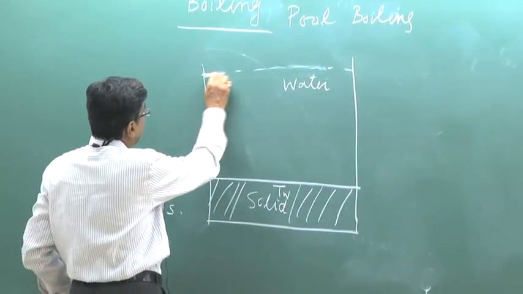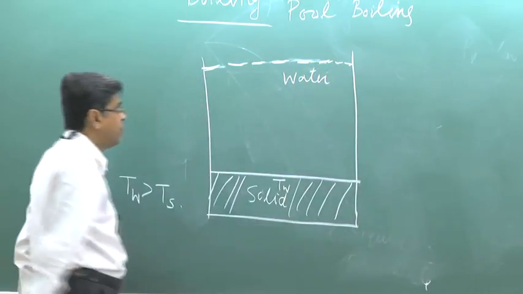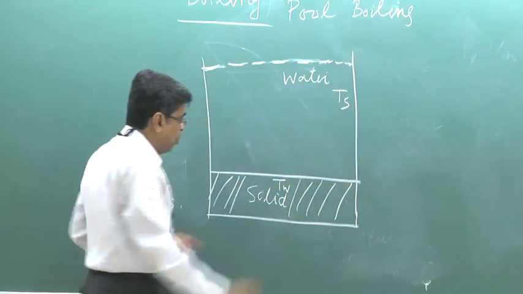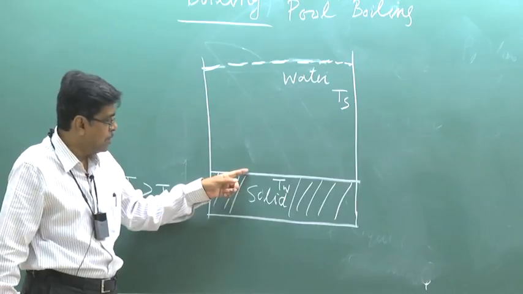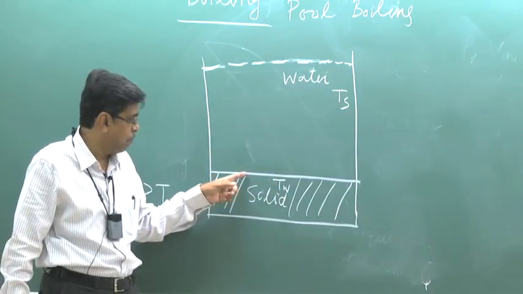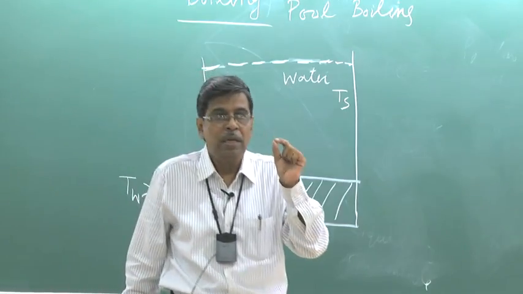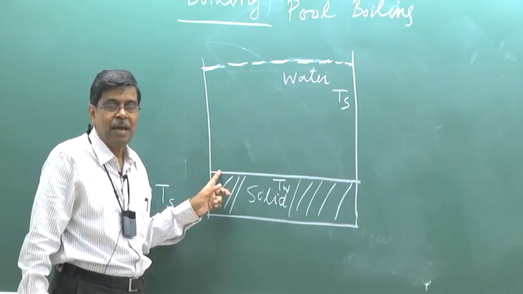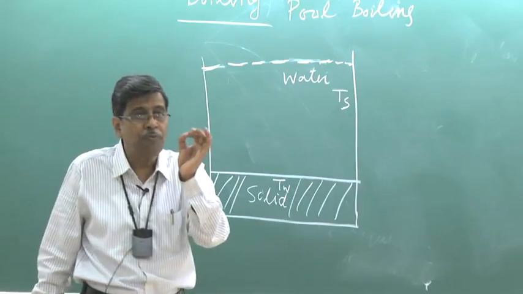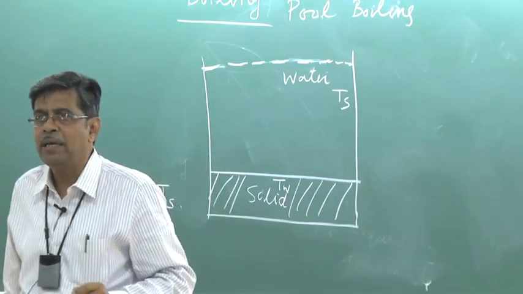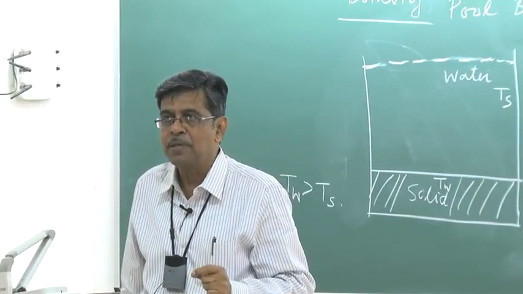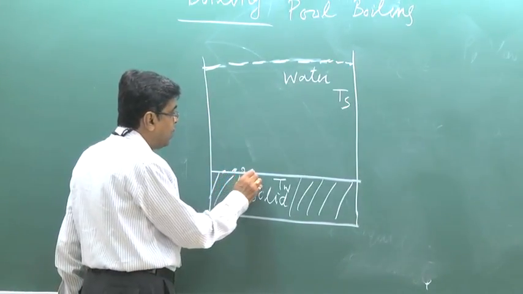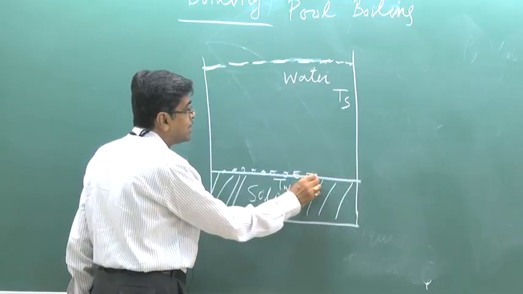My drawing is not that good, so this line is straight, the free surface. So water is at saturated temperature TS. Now what happens? The water near the surface is at a temperature more than the saturation temperature. So the nucleation, or the initiation of vapor boiling, takes place at the surface. And how does it take place? It takes place through the formation of small, very tiny vapor bubbles, steam bubbles. And the places where this takes place, where small tiny bubbles form, are known as nucleation sites.